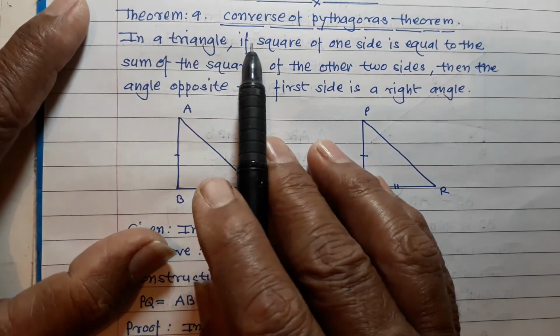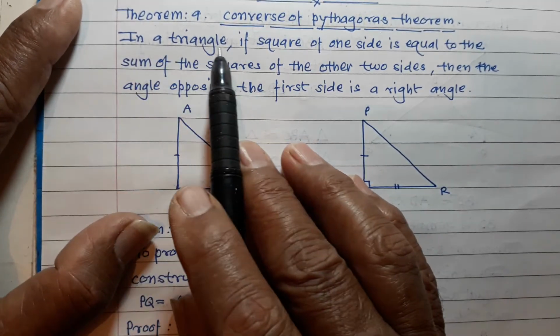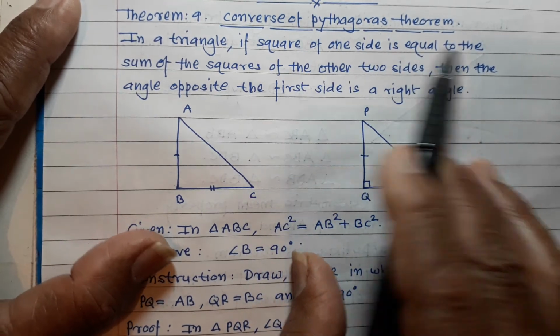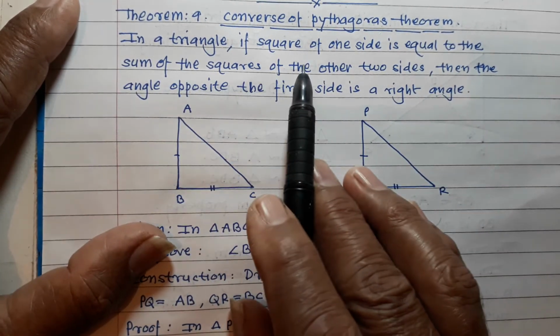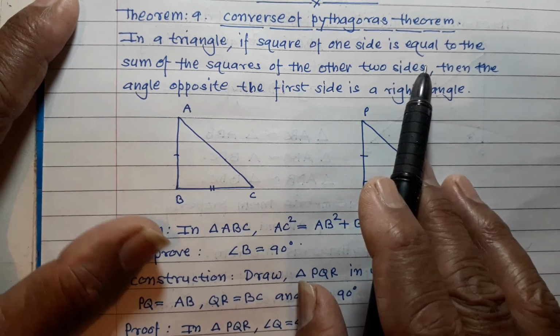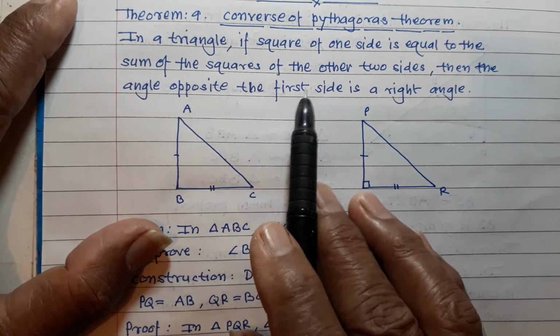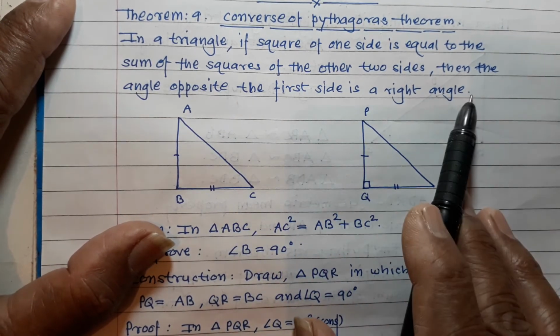Theorem number 9, converse of Pythagoras theorem. This is also very important. In a triangle, if the square of one side is equal to the sum of the squares of the other two sides, then the angle opposite to the first side is a right angle.